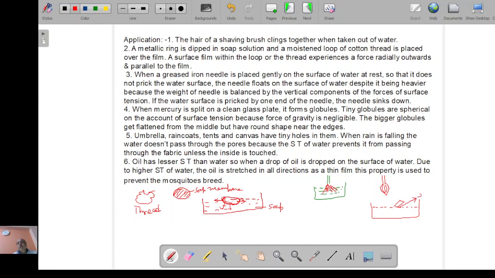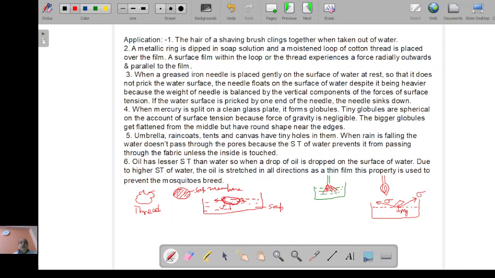Here there will be a surface tension applied like this one, and a membrane will develop. The needle will not sink because its weight will be balanced by the surface tension, because of the adhesive forces between the molecules of the needle and the molecules of the liquid.